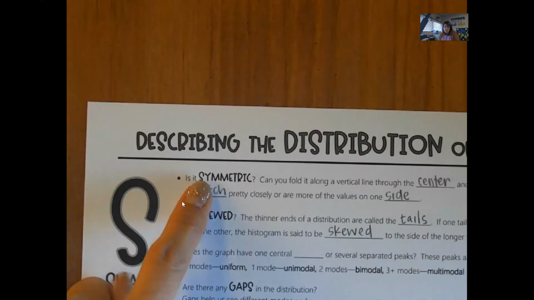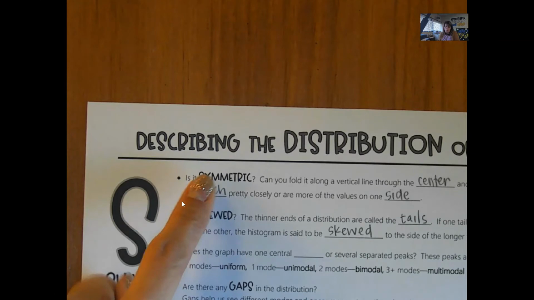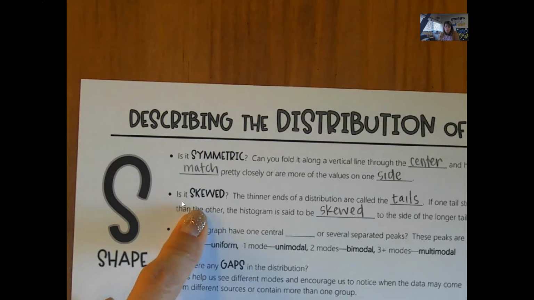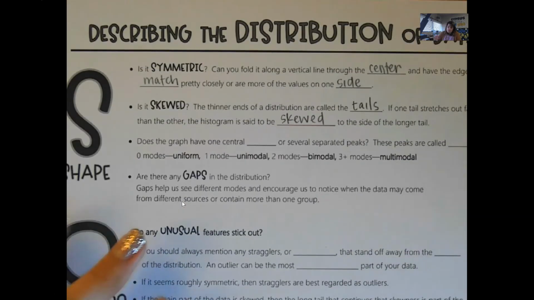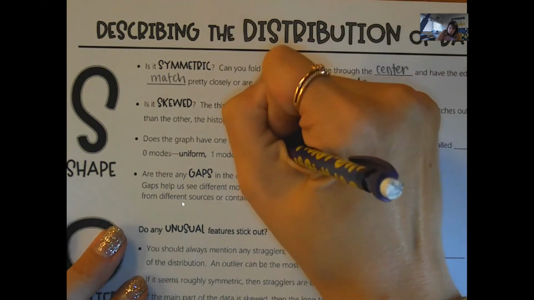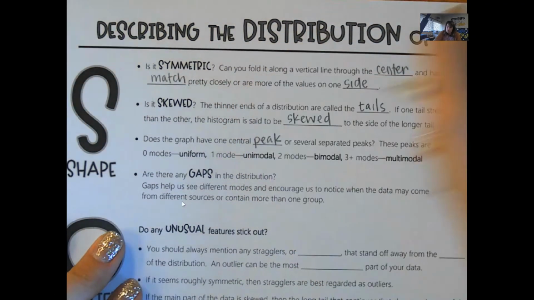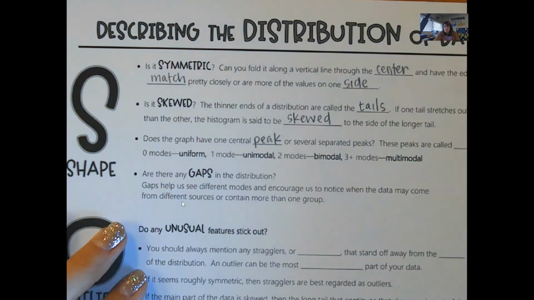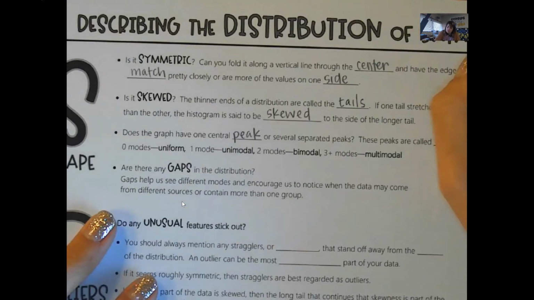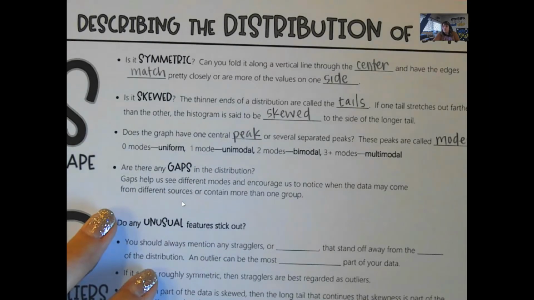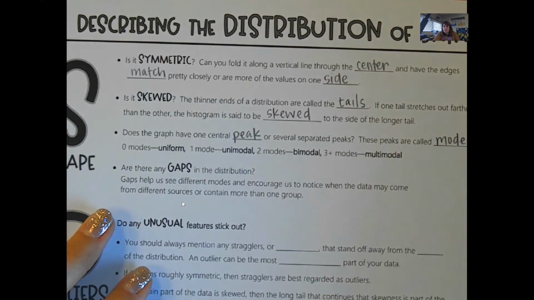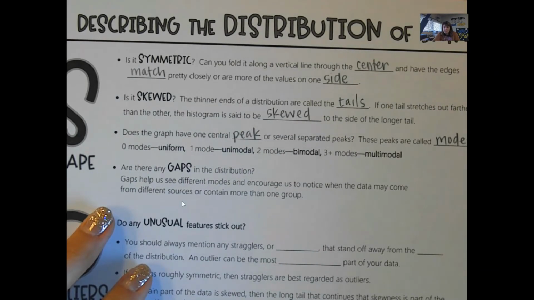So symmetry, it can be symmetric or it can be skewed. Does the graph have one central peak or several separated peaks? These peaks are called modes. So when we first learn to describe a data set, we talk about mean, median, and mode. Mode is the number that shows up the most often.